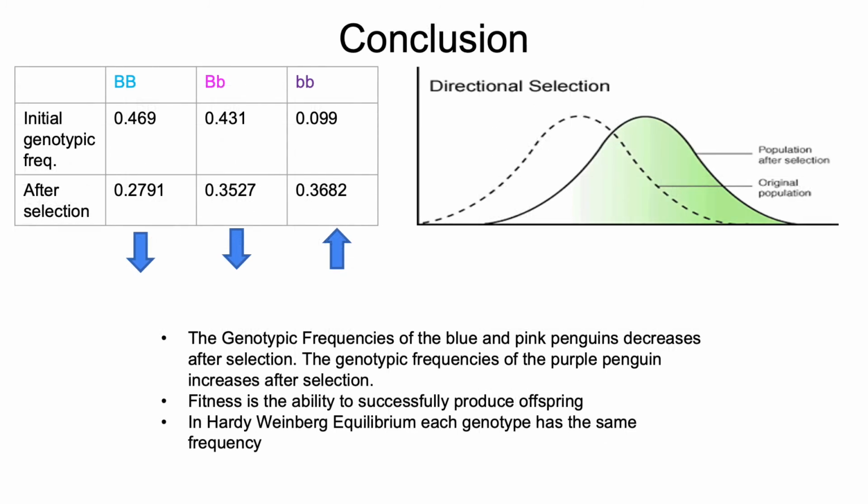The fitness that was given affects genotypic frequencies. Fitness is the ability to successfully produce offspring. In Hardy-Weinberg equilibrium, each genotype has the same fitness. And if the fitness of an organism changes, then the genotypic frequency will make the population not be in Hardy-Weinberg equilibrium.